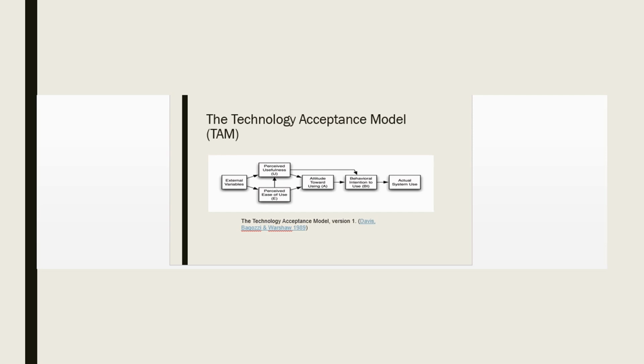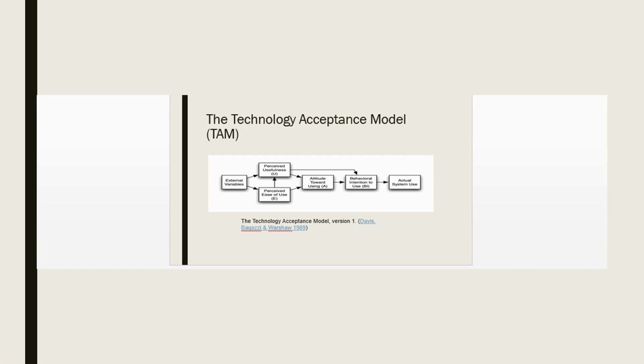The technology acceptance model is an information systems theory that models how users come to accept and use a technology. The model suggests that when users are presented with a new technology, a number of factors influence their decision about how and when they will use it.